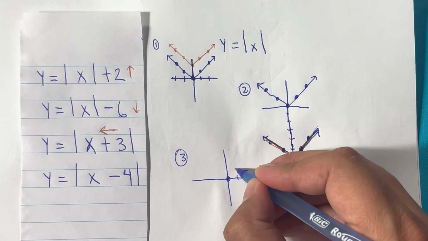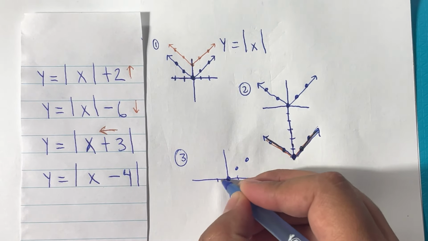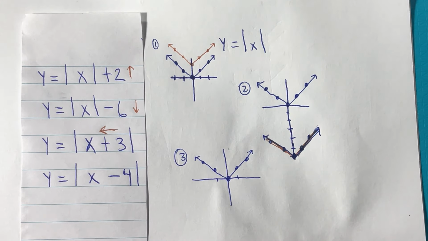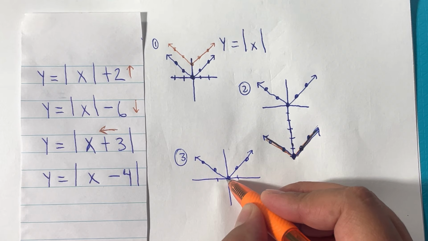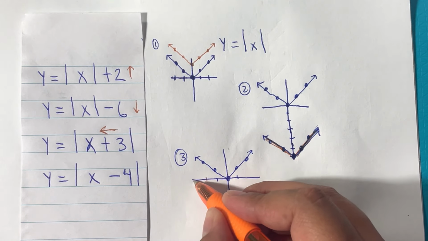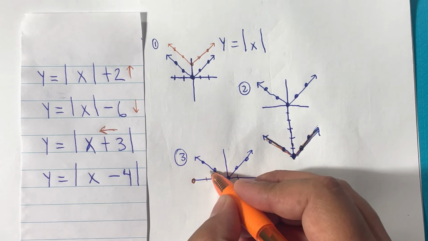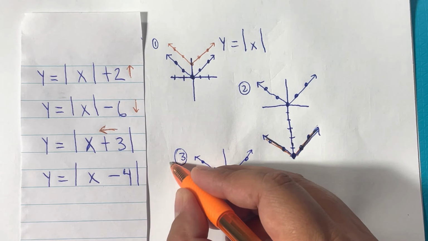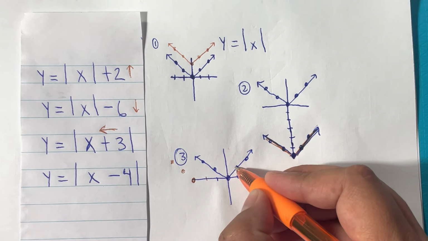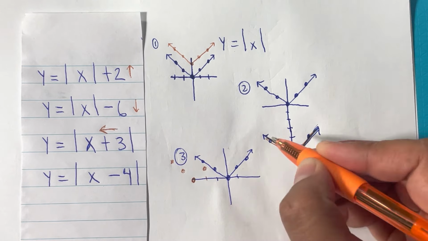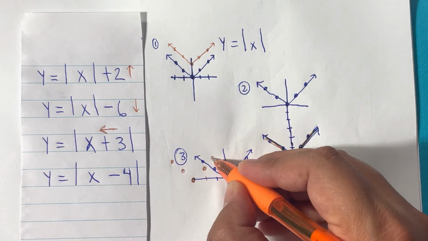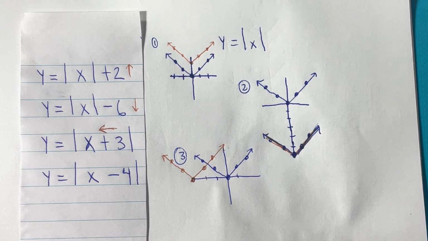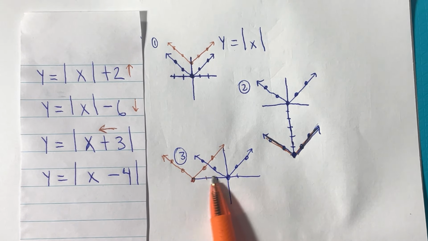If this is my mother graph, about right there, then this point is going to move 3 spaces to the left. So 1, 2, 3, right here. This point, the same, 3 spaces, 1, 2, 3, right there. Same for this one. 1, 2, 3, right there. And this one, 1, 2, 3, right there. So the whole graph shifts to the left 3 spaces. Even though it's positive, it goes to the negatives.